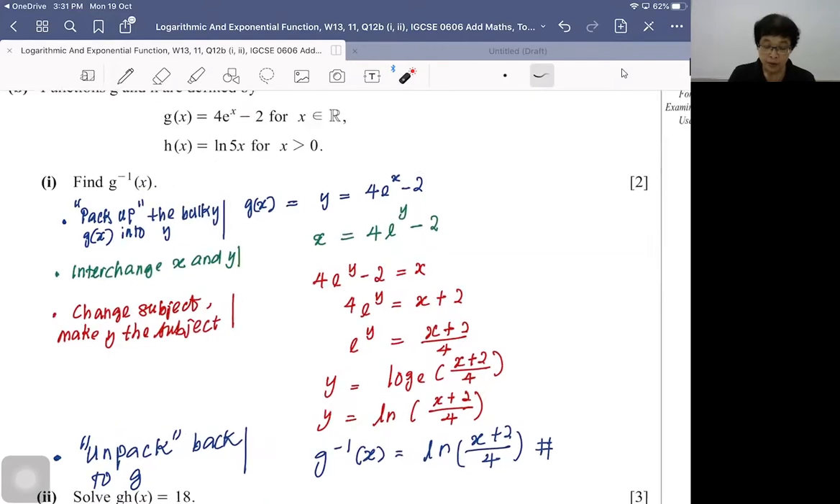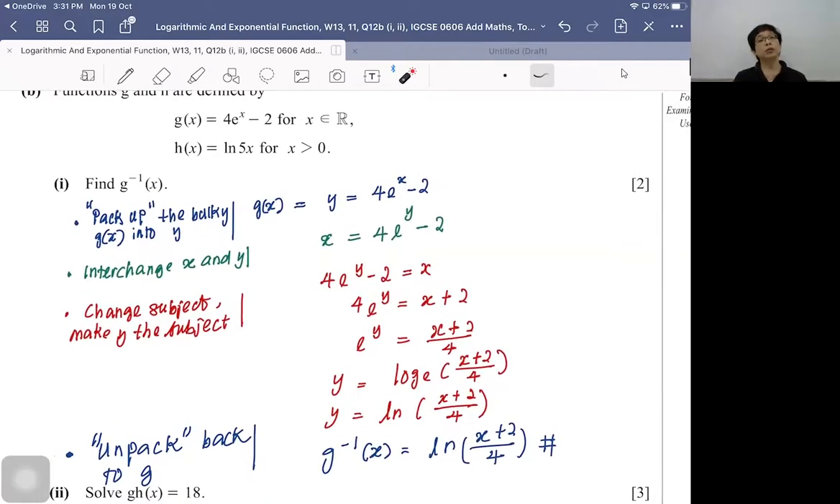And in the first place, why do we need to do that? The simple reason is that along the journey, you will come to one step where you need to change subject. When you want to change subject, you would not want to carry something really bulky. You would prefer to carry just a letter y instead of g, open bracket, x, and close bracket. All right, now we move on.